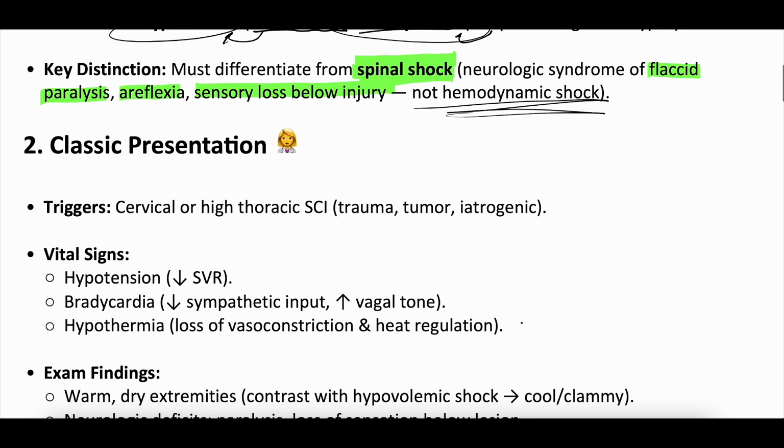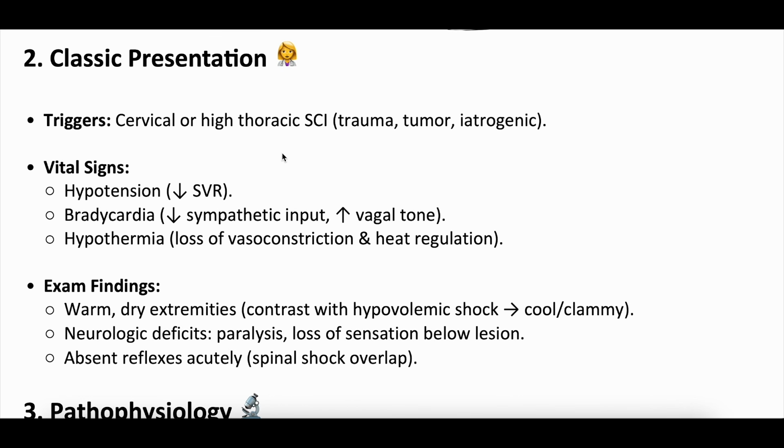So the classic presentation of neurogenic shock triggers, you usually have a high spinal injury, so cervical spine or high thoracic spine. And that might be from trauma. Maybe you got stabbed. Maybe you got a fracture because you got in a car accident. That could be from tumor. Maybe you're compressing this area or have invaded this area. It could be iatrogenic, okay? Some post-operative state. So cervical or high thoracic spinal cord injury is the trigger.